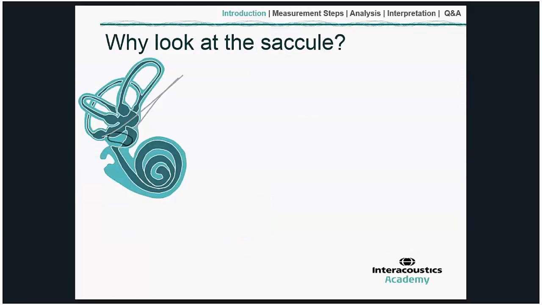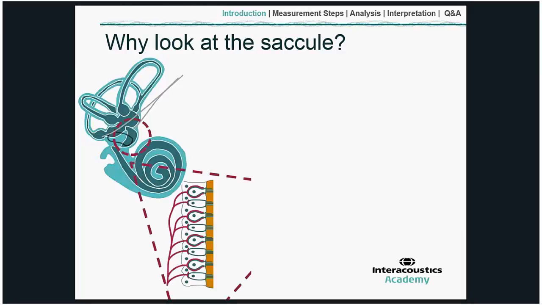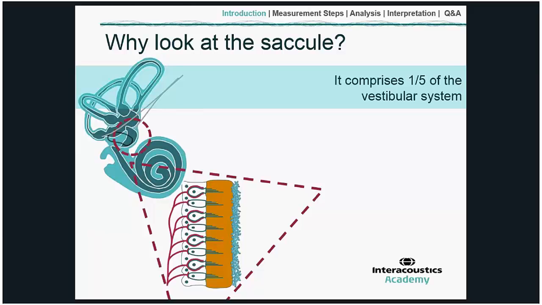So then we could ask the question, well, why look at the saccule? Is it actually important to look at when we're doing vestibular assessments? And the answer to that question, of course, is yes, it's very important. It actually comprises 1/5 of the vestibular system.